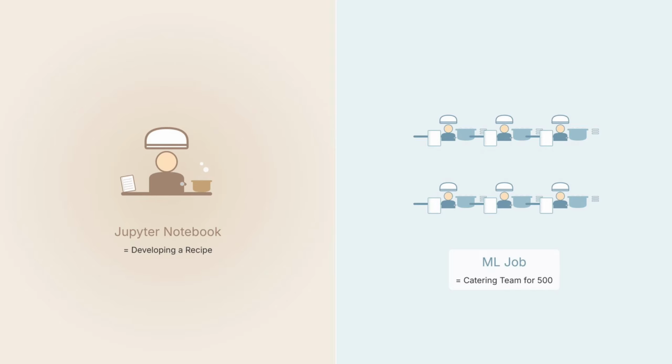Think of it like this. A Jupyter notebook is developing a dinner recipe. A training job is hiring a catering team to cook it for 500 customers. Everyone needs the same ingredients, recipe, and tools.